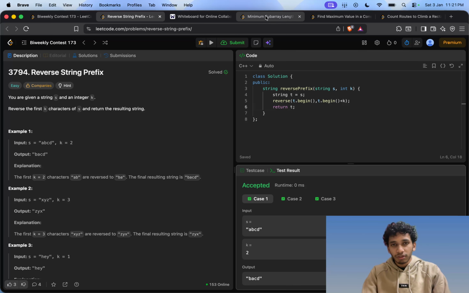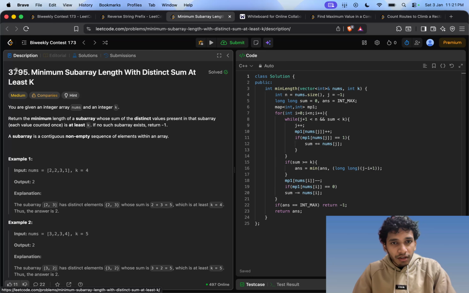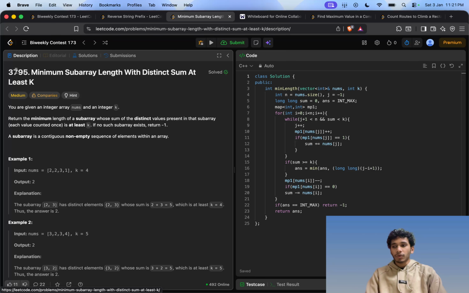So let's move to the second problem now, which is minimum subarray length with distinct sum at least k. Okay, so we have a very famous problem on Leetcode, or you can find it on other platforms like CSES as well, which is a two pointer problem. You can just search it on Google and you will find that problem. If you want, you can comment, and I will be providing you the link of that problem as well, where we want the minimum length of a subarray which has sum greater than equal to k.